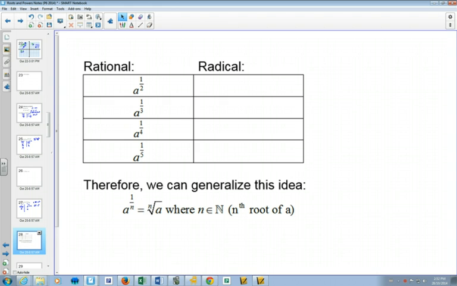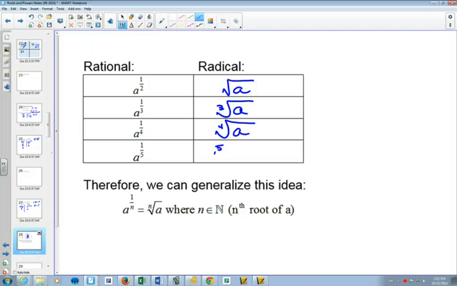So how could you write a to the 1/2 as a radical? It would be the square root of a. How could you write a to the 1/3 as a radical? Cube root of a. This will be the 4th root of a and the 5th root of a.